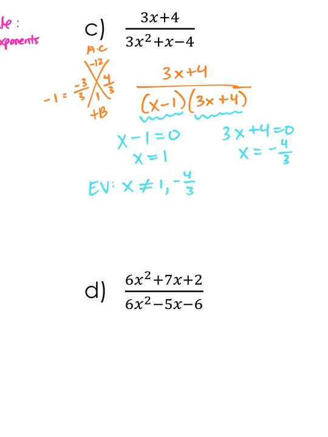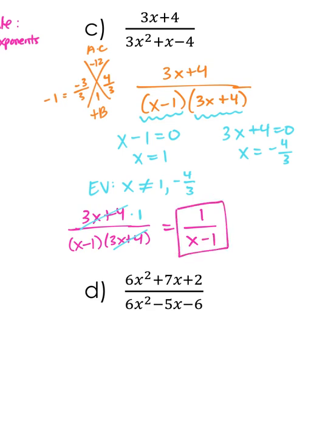So now if I'm looking back at my original problem, once I've factored it, I've got 3x plus 4 on the top. I've got x minus 1 times 3x plus 4 on the bottom. I can cancel out those 3x plus 4s. That's going to leave me with an understood 1 on the top. So this is 1 over x minus 1, and that would be my simplified rational expression.